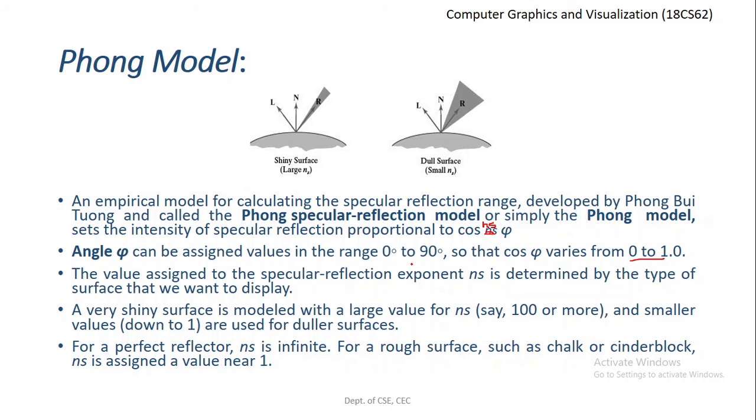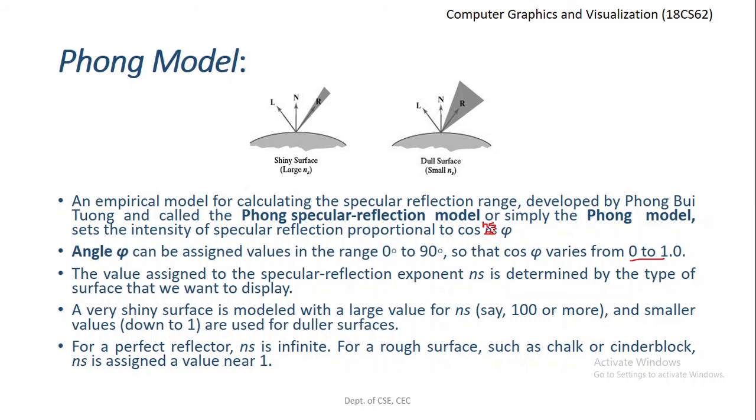Now the value assigned to the specular reflection exponent ns, which is called the specular reflection exponent, is determined by the type of surface that we want to display. If you want to display a very shiny surface, we assign some value for ns. If you want to display a very rough surface, then we assign some other value for ns. So the value for the specular reflection exponent ns is determined by the type of surface that we want to display.